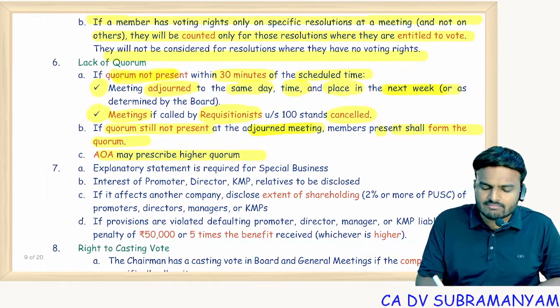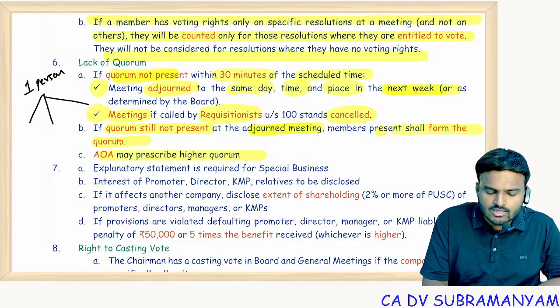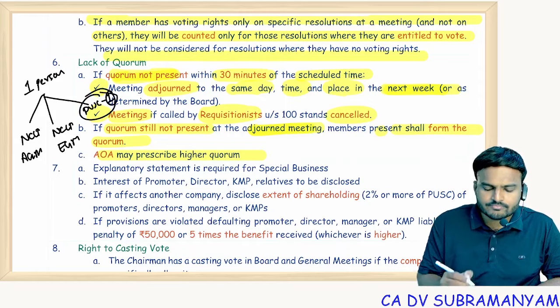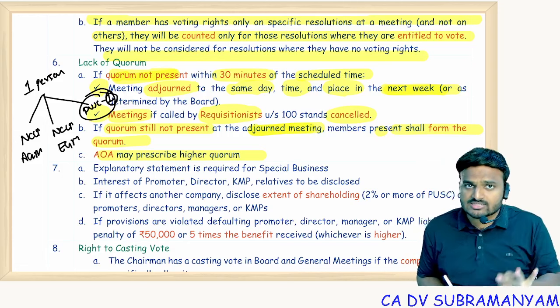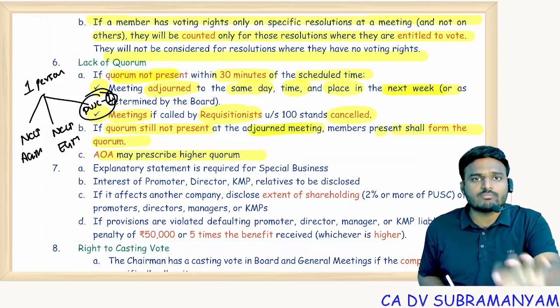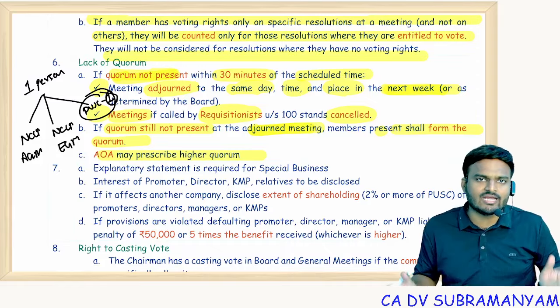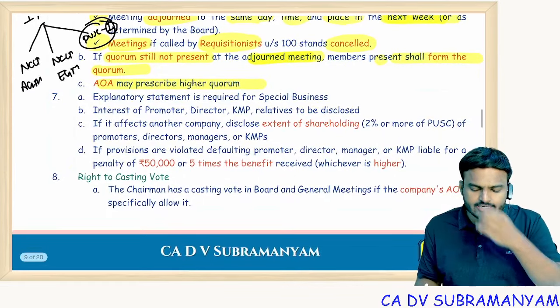In the entire Companies Act, one person quorum is valid only in 3 cases. Case 1, NCLT calling for AGM. Case 2, NCLT calling for EGM. Case 3, entire paid up share capital held by one person. In these 3 cases, one person quorum is valid. Except these 3 cases, one person quorum is invalid. Getting my point? Next one, regarding explanatory statement.